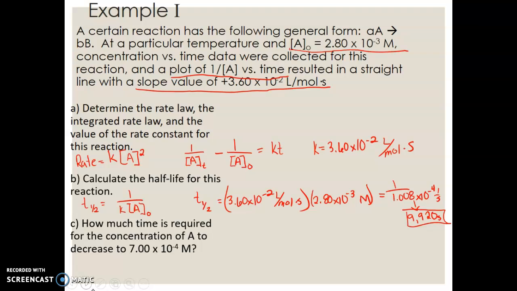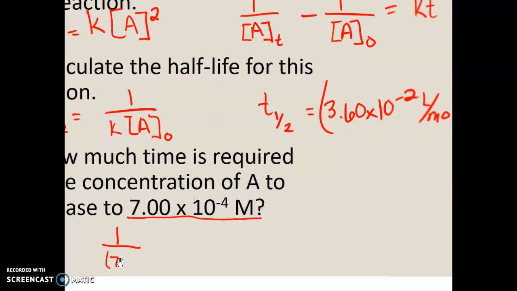And then part C on this question says how much time is required for the concentration of A to decrease to 7.00 times 10 to the negative fourth molar. So this is where we're going to use our second order integrated rate law equation, the rate constant that we found, and we're going to be solving this for T. So 1 over the final concentration, that's what's given to us here.